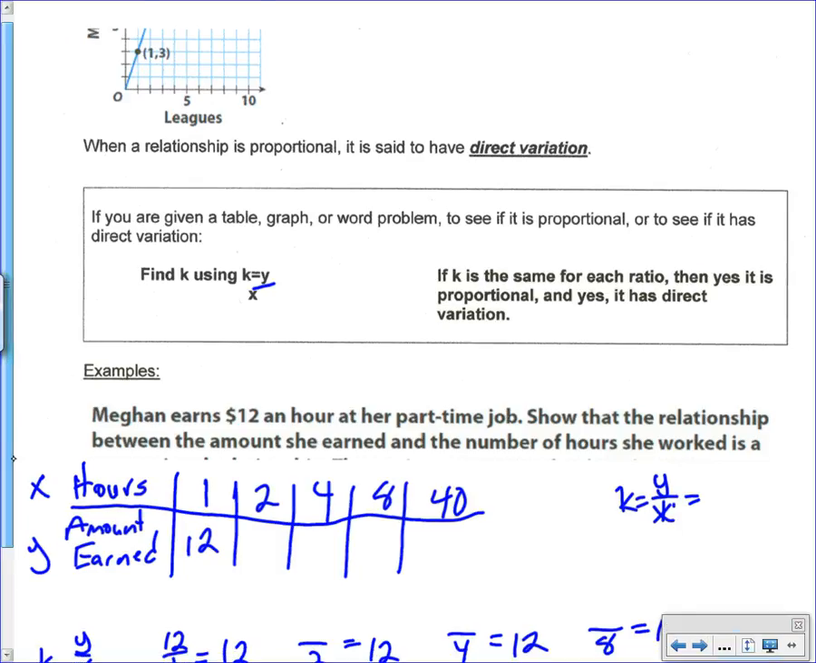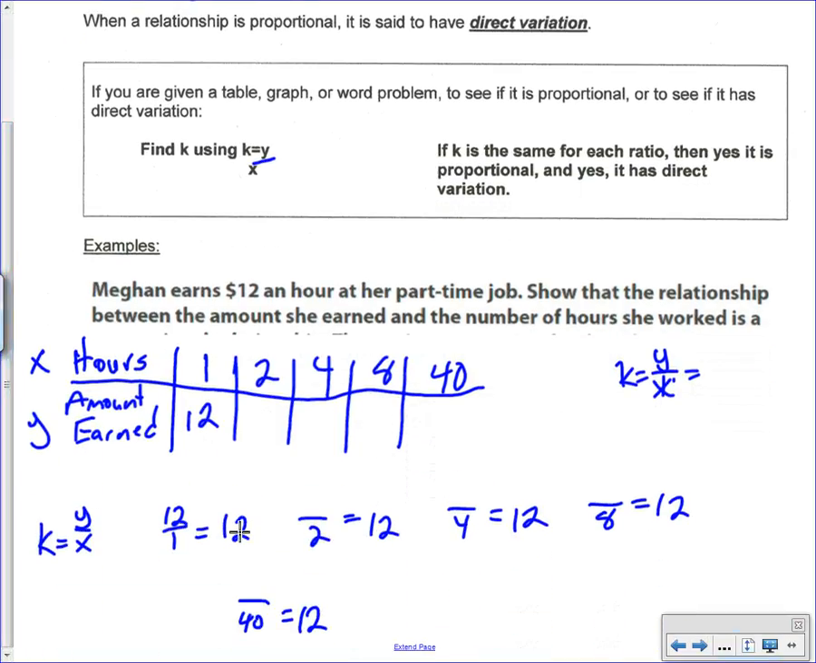We essentially have our k. Okay, we have our k, which is 12. Have our x. 2 times 12 is 24. The same thing. 4 times 12 is 48. 8 times 12 is 96. If we wanted to do 40 hours, we do 40 times 12, and we get 480. So now we can plug these numbers into our table.